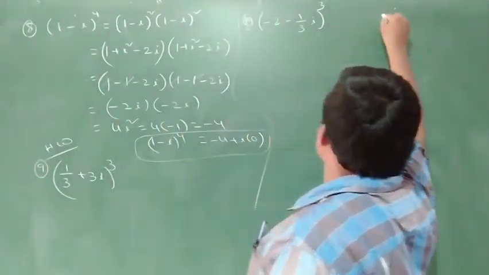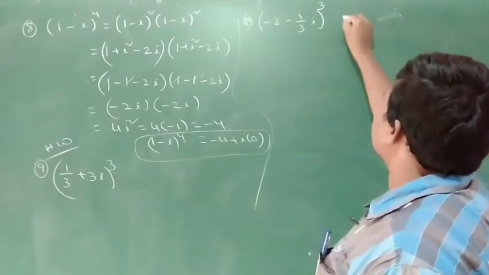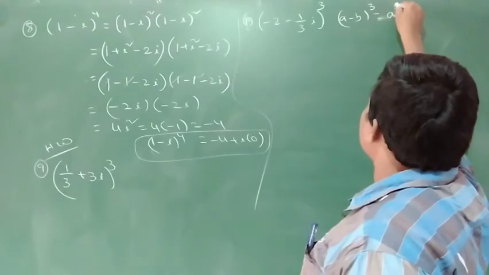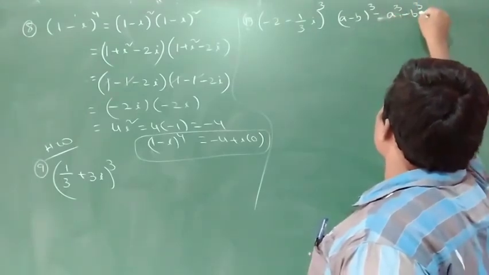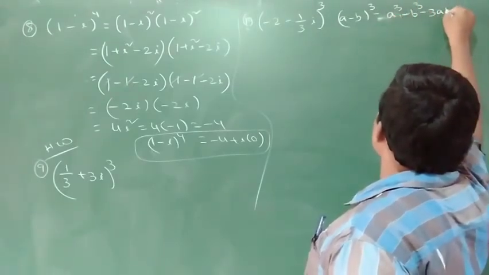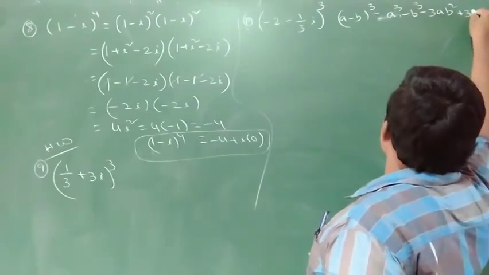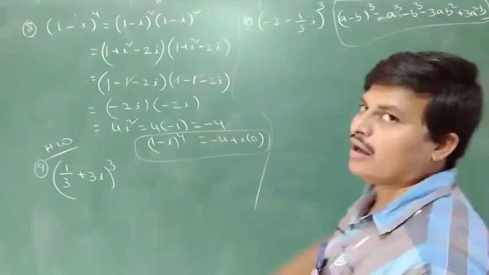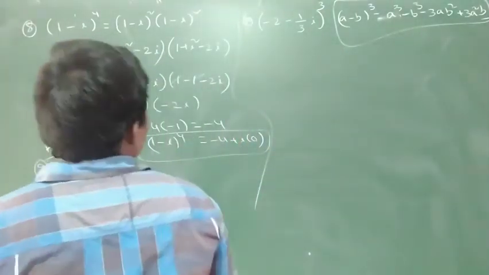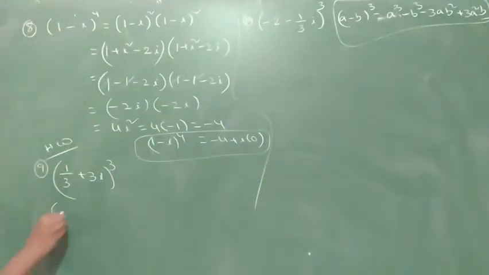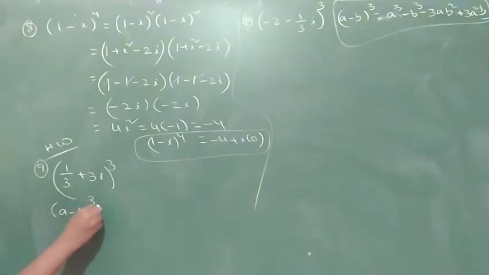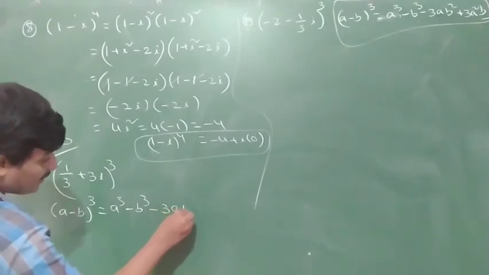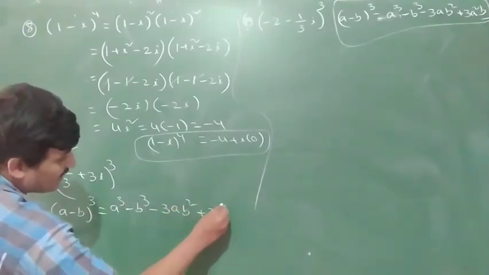So what is the (a minus b) whole cube formula? (a minus b) whole cube is equal to a cube minus b cube minus 3ab square plus 3a square b. This is the (a minus b) whole cube formula. A cube minus b cube. (a minus b) whole cube is equal to a cube minus b cube minus 3ab square plus 3a square b.